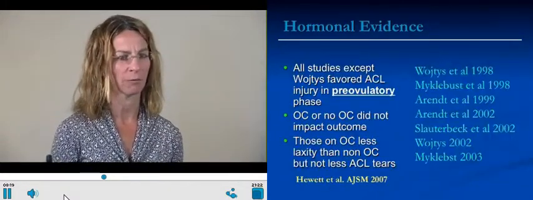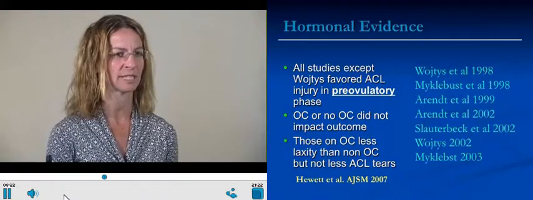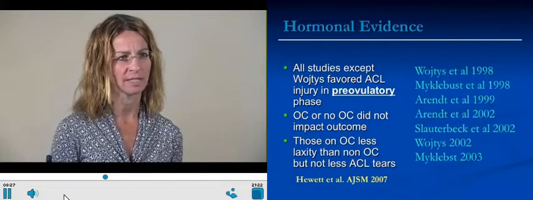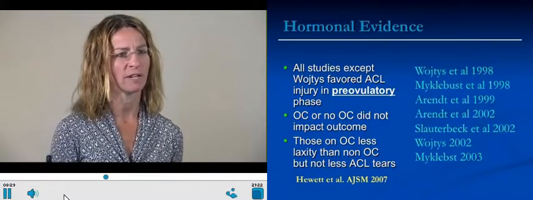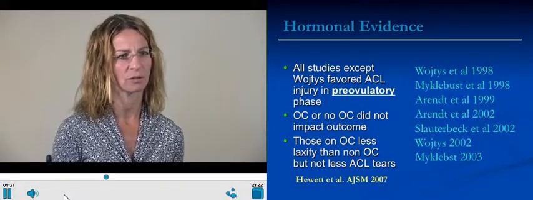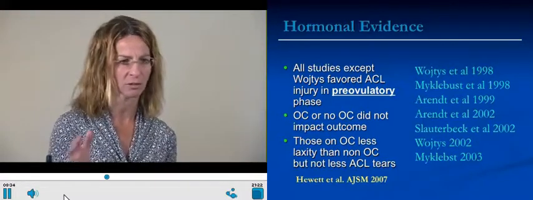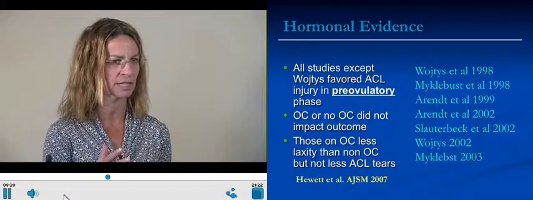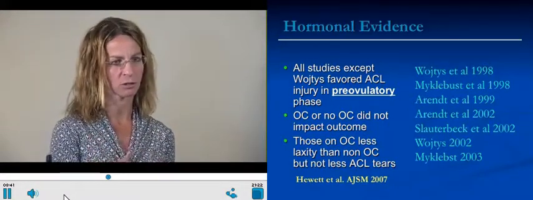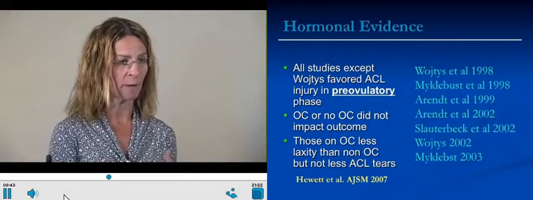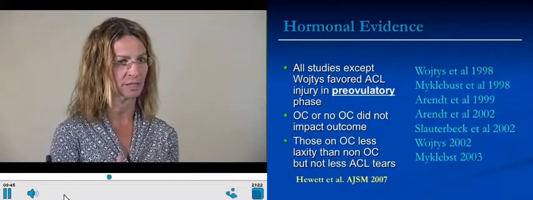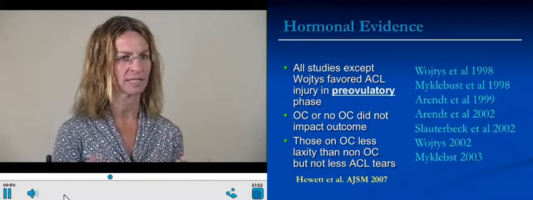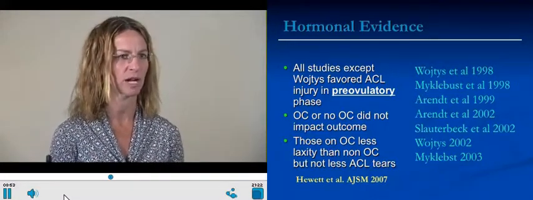When we looked at when ACL injuries are occurring, it seemed that all studies, except one in the literature, favored ACL injuries in the pre-ovulatory phase. So there is something about our hormones and some effect on laxity of the ACL ligament, or through the neuromuscular control pathway that I just mentioned, where the muscles are functioning dynamically different. So again, something's going on here because ACL injuries are seen more commonly in the preovulatory phase.